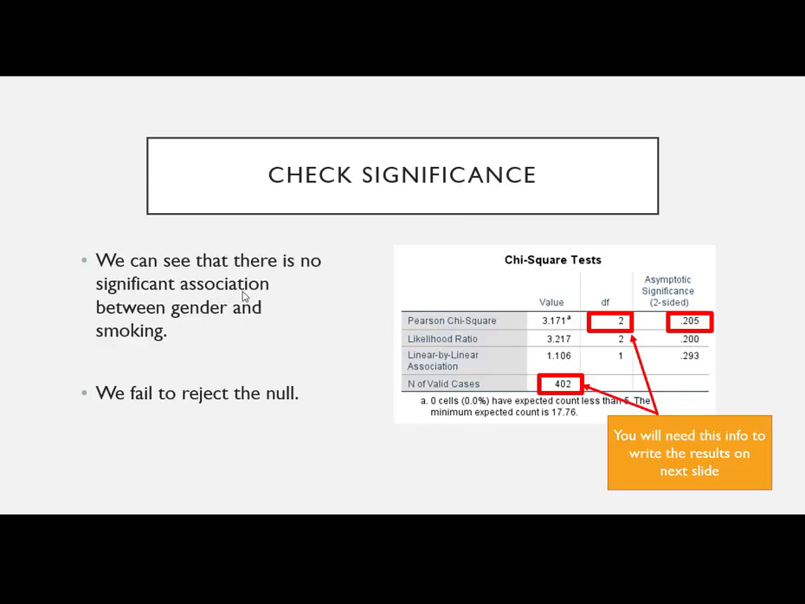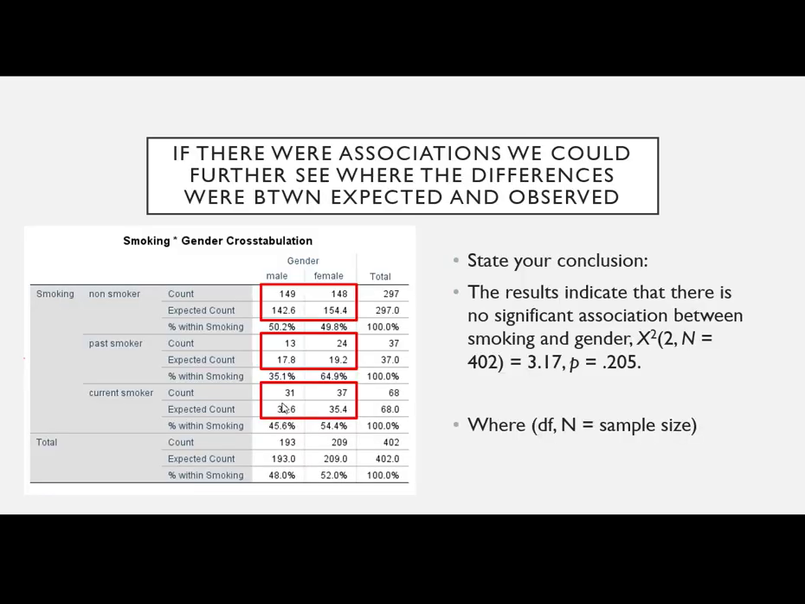So then we come down here and we check the significance, and we see that the significance is 0.205, so it's not less than 0.05. So we fail to reject the null. And then because I had asked for the expected count, I can compare and see where there is a difference. Well, because we don't have significance, these are pretty close. But if we had significance, you would see a pretty marked difference in one of these.